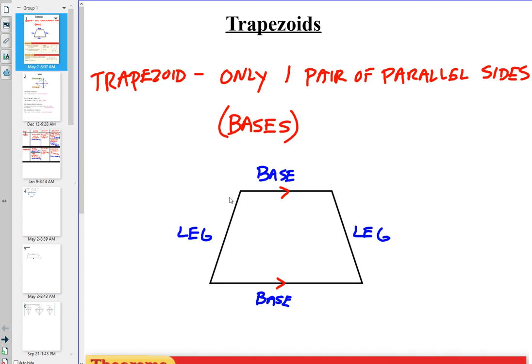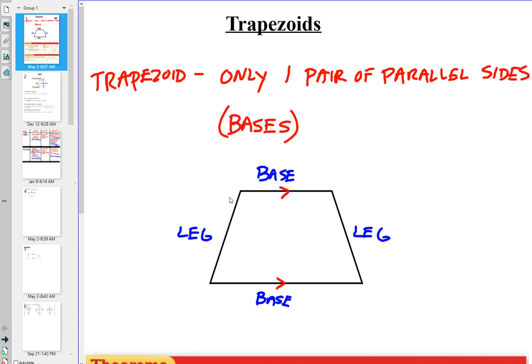Trapezoids and kites. Both of these are types of quadrilaterals. Some of the properties that pertain to these might be either similar or in some cases even the same as with parallelograms, but the thing we need to establish is that these are not parallelograms.